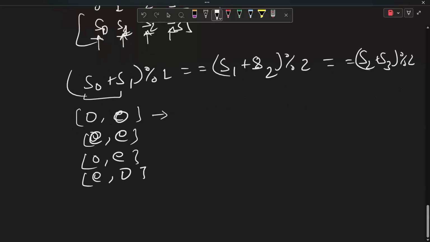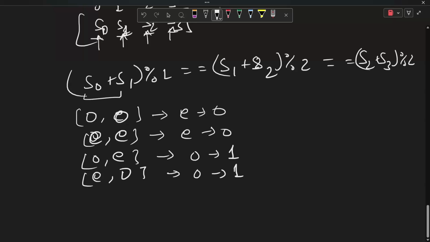If both are odd, the sum of two odd numbers is an even number, so even modulo 2 would give us 0. If both are even, the sum of two even numbers would always be even, it would give 0. If there is one odd and one even, the sum would always be odd, it would give 1. This again would be odd, it would give 1.